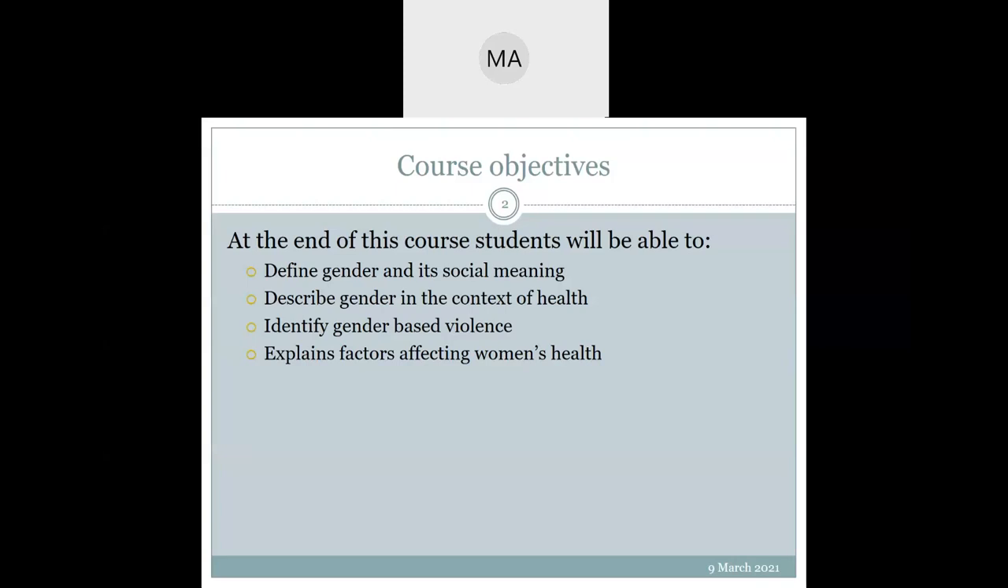One is to define gender and its associated meanings. The second one is describing gender in the context of health, and overall identifying gender-based violence and explaining factors affecting women's health. So these are the objectives. We are going to cover this introduction to gender for this class.